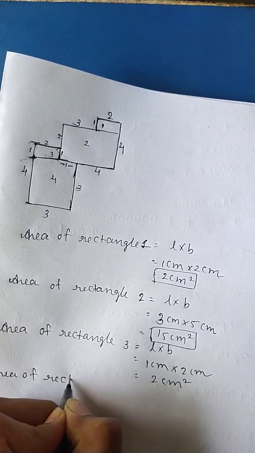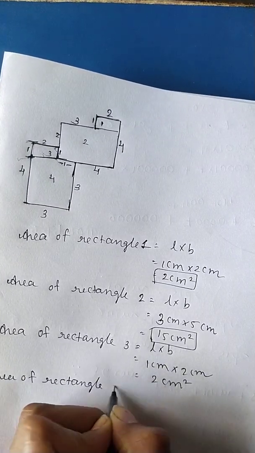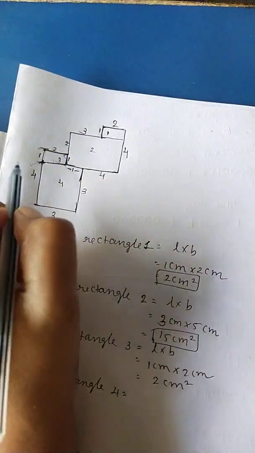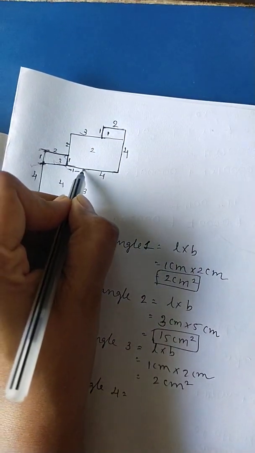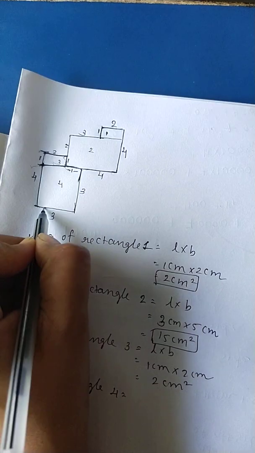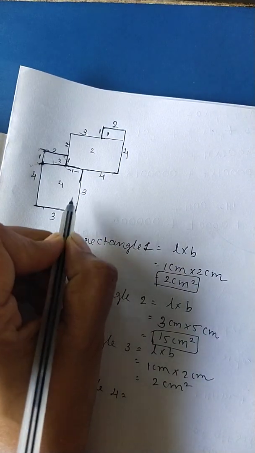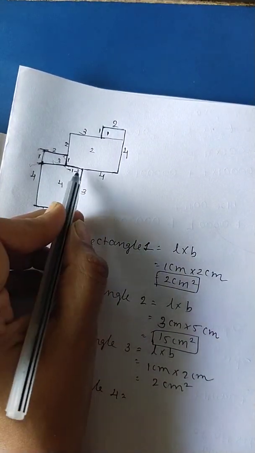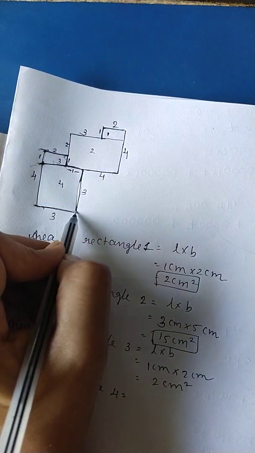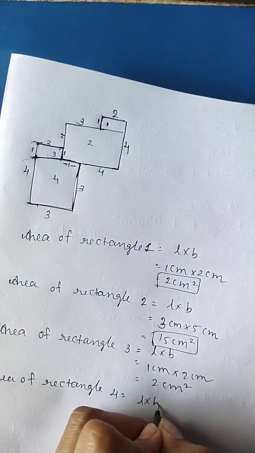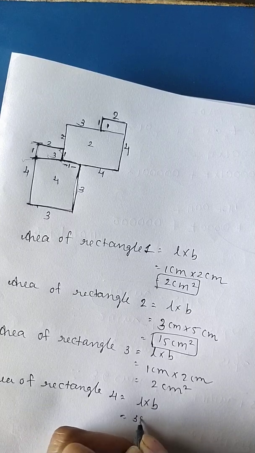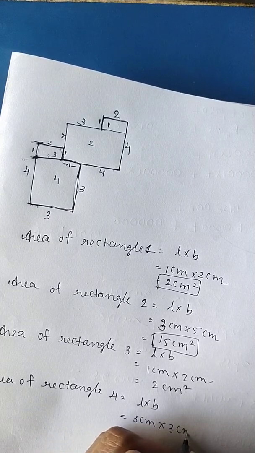Area of rectangle 4. Here this is a 4. Already given till here to here 3. Okay, and here also it is given 3. So 3 here and 3 here. L multiplied by B. 3 centimeter multiplied by 3 centimeter.